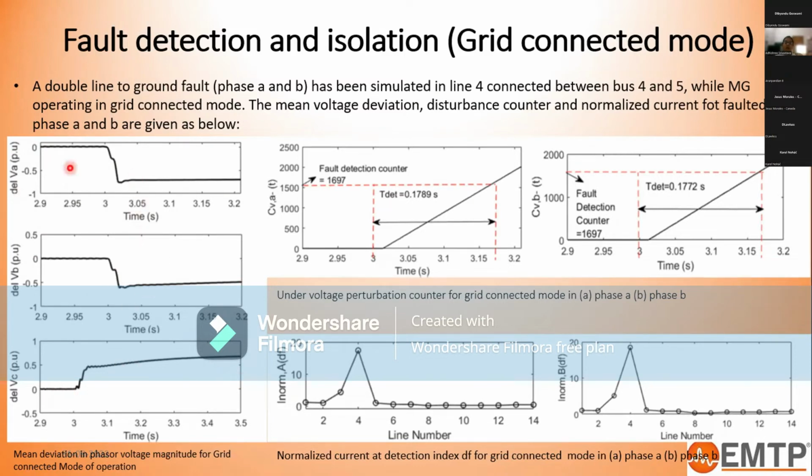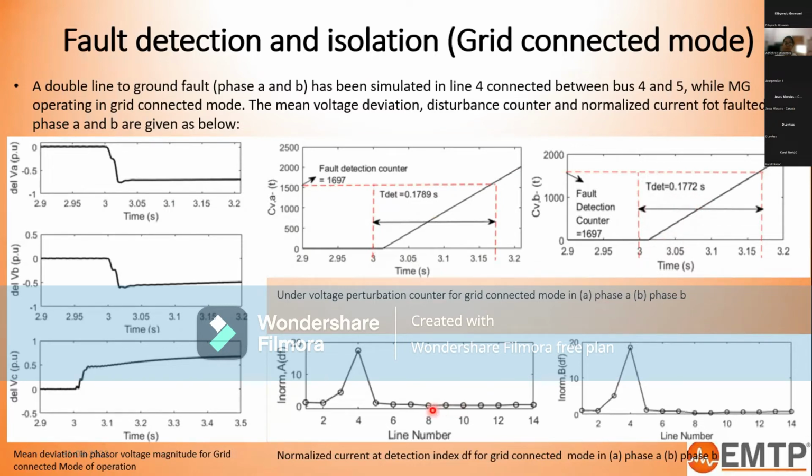When CPC analyzes this data, it calculates the counters. The counters for phase A and phase B started after the initiation of the fault. Before that, at no fault condition, they were 0, which is what is expected. Using this counter and the previous formulas, we get the fault detection time of 0.1789 seconds in phase A and 0.1772 seconds in phase B.